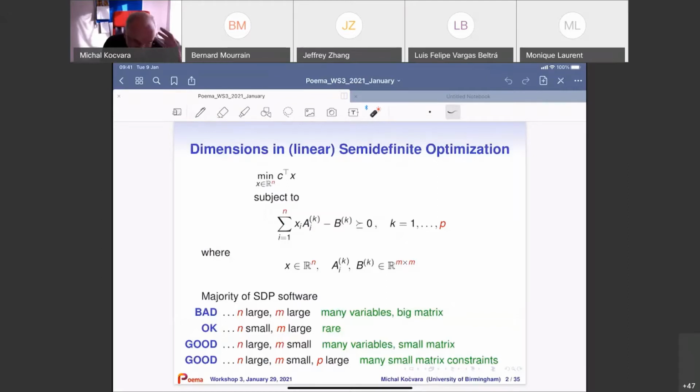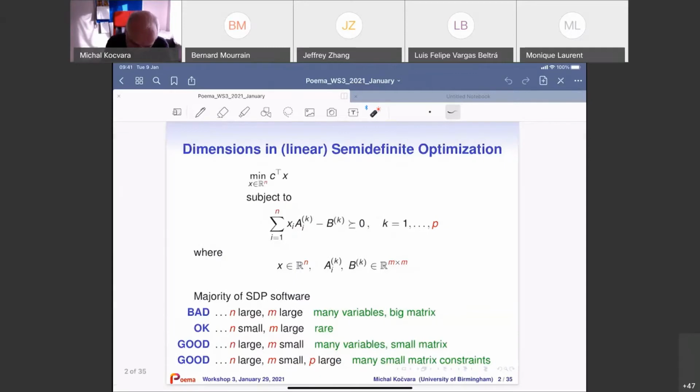What is good for interior point software is if we have a large number of variables, and relative to this large number, small matrix constraints. It turns out it doesn't really matter if we have many of these small matrix constraints. So if p is large, it is still a good situation.